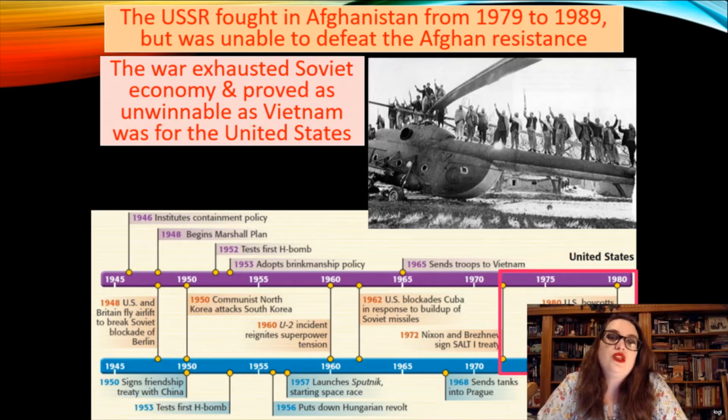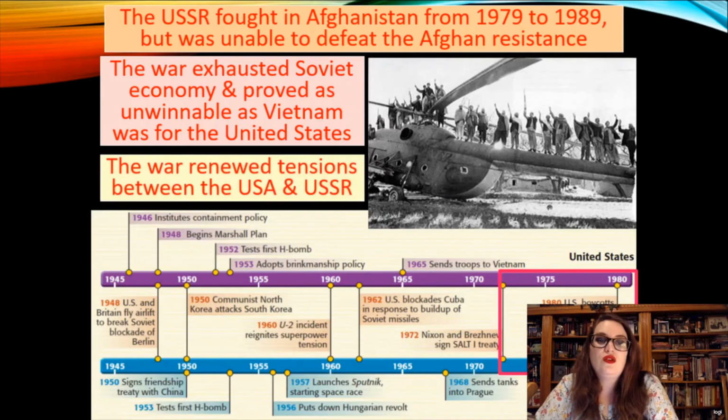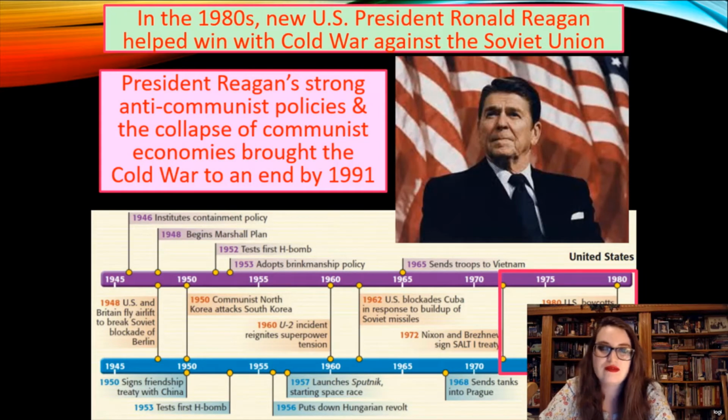The Soviet Union fought in Afghanistan from 1979 to 1989, so about 10 years, but was unable to defeat the Afghan resistance. The war exhausted the Soviet economy and proved as unwinnable as Vietnam was for the U.S. So the war renewed tensions between the U.S. and the Soviet Union. Wonderful. We're back at it again, being angry with each other.